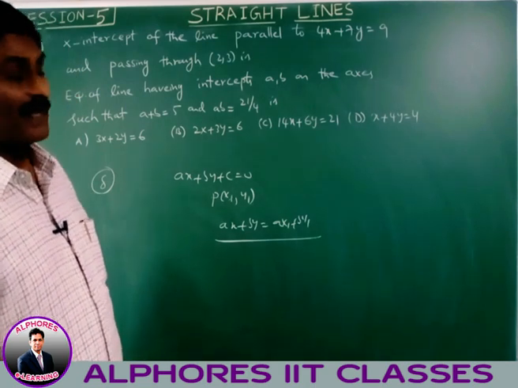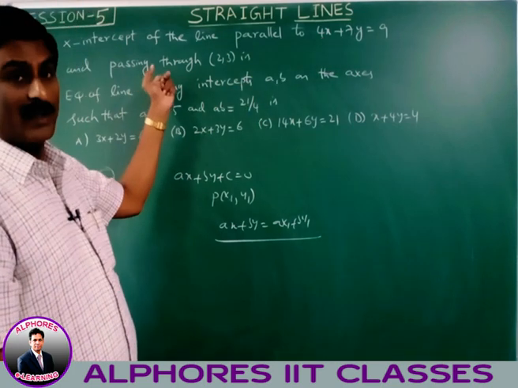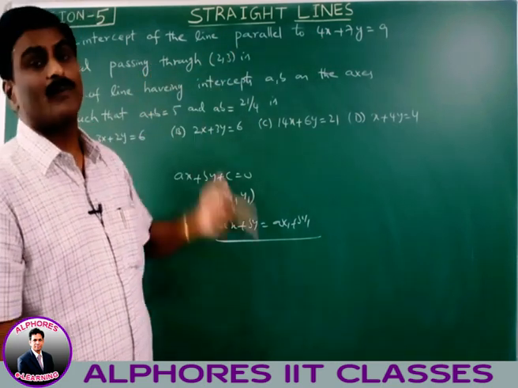Or by the actual method, we find the slope of this line, minus 4 by 7. The required line is parallel to this, so it has the same slope. So slope and point are given, we find the equation of the line.